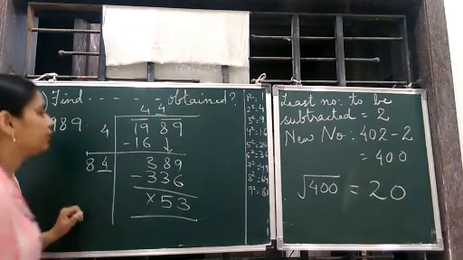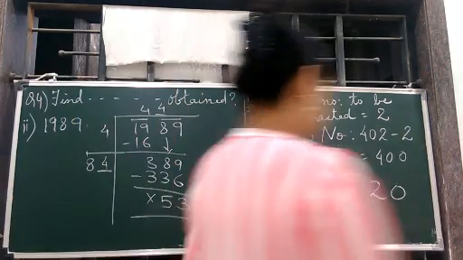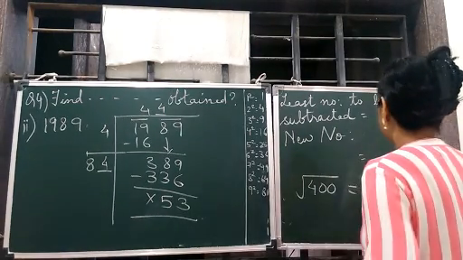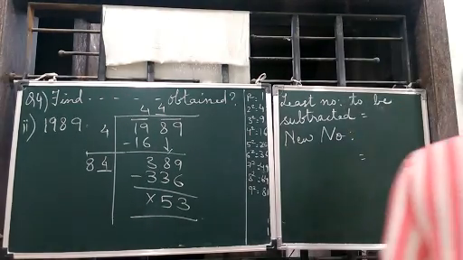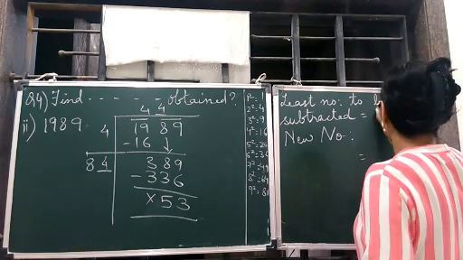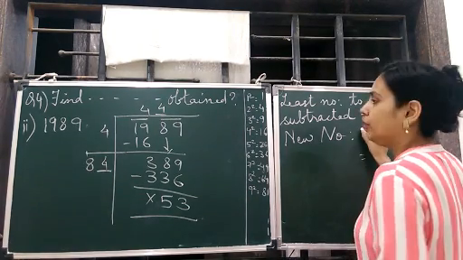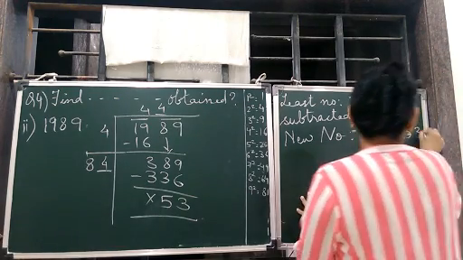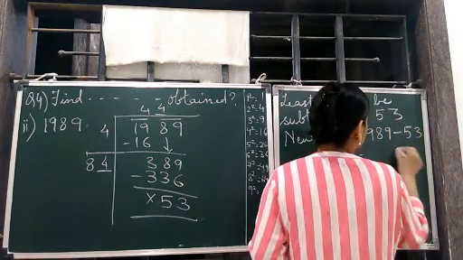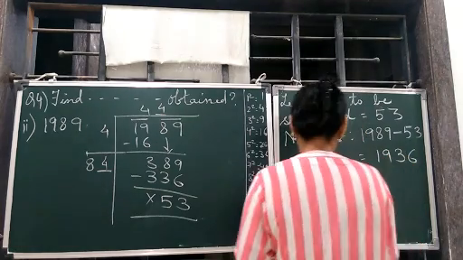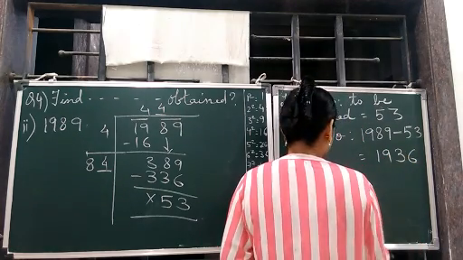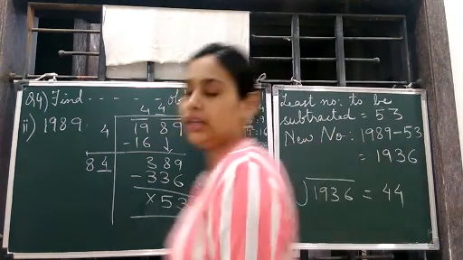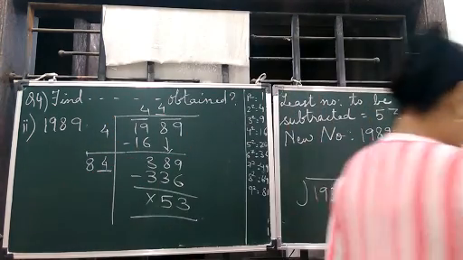So the smallest number to be subtracted will be what? 53. Smallest number to be subtracted will be 53. So the new number obtained will be 1989 minus 53. So it will be 1936, and the square root of 1936 will be 44. Okay, so this completes the second one.